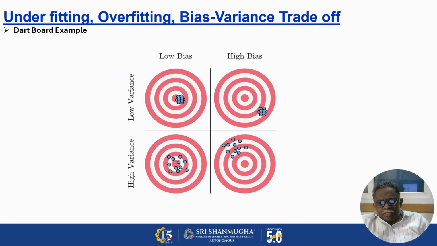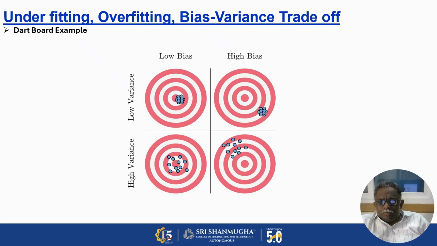So there are four categories I can say. One is low bias and low variance. That is the first category. If you look at it, all dots are clustered at the center of the board, and that's why this comes under low bias and low variance. That is the most expected thing for a person.